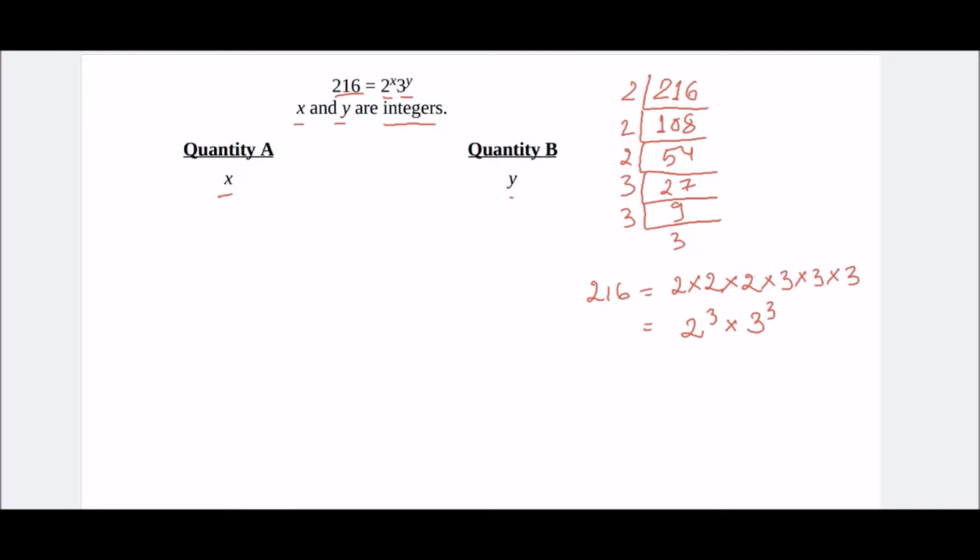So when we compare it with 2 power x and 3 power y, after comparison we get x value 3, y value also 3. Quantity A becomes 3 and quantity B also becomes 3. Both are equivalent, so C is our option.